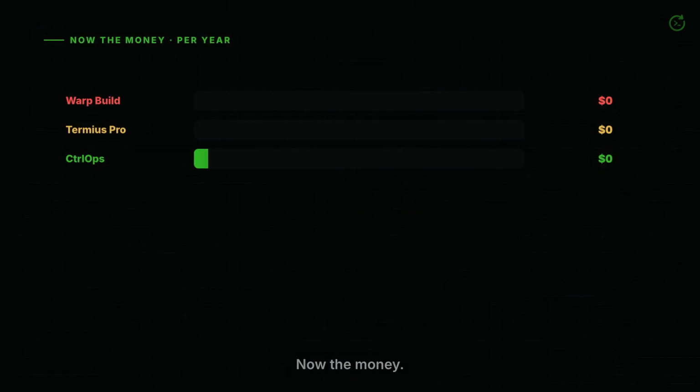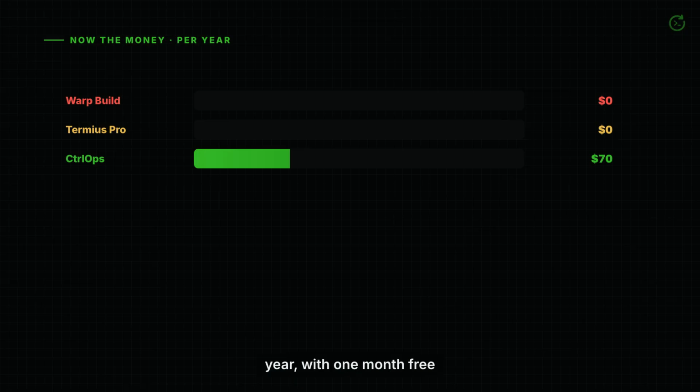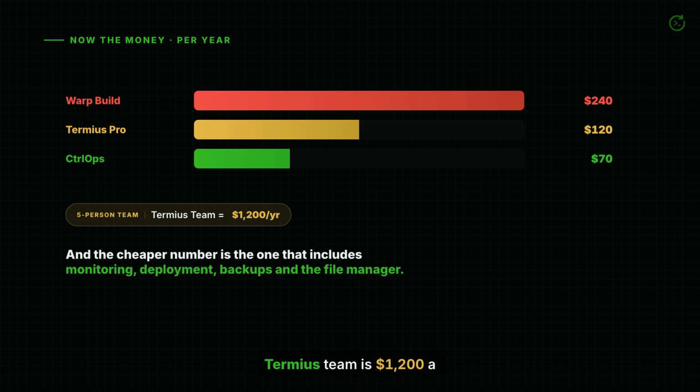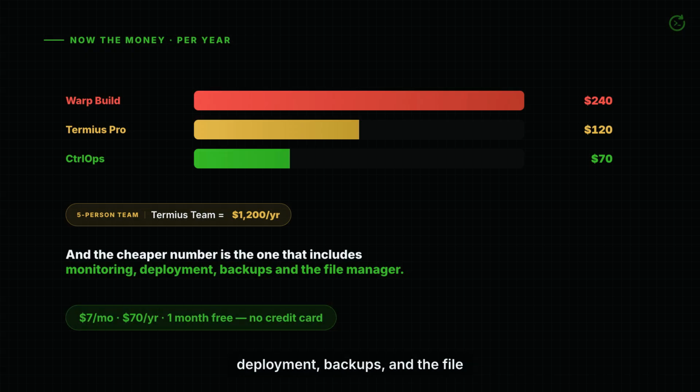Now the money. CtrlOps is $7 a month per user, or $70 a year, with 1 month free and no credit card. Termius Pro is $120 a year. A 5-person team on Termius Team is $1,200 a year. And the cheaper number is the one that includes monitoring, deployment, backups, and the file manager.